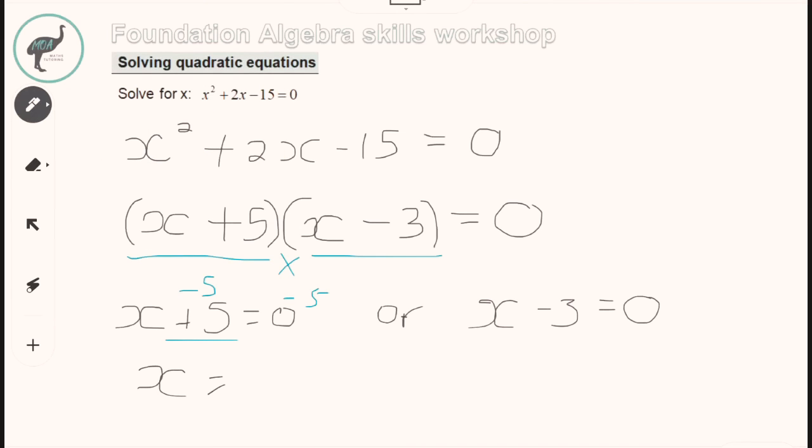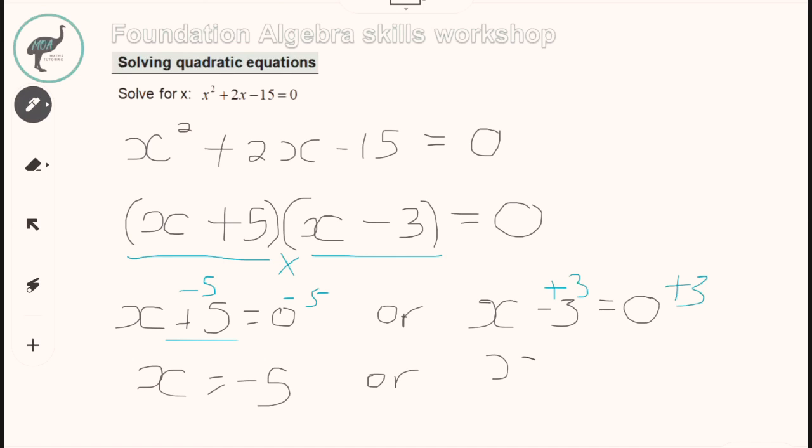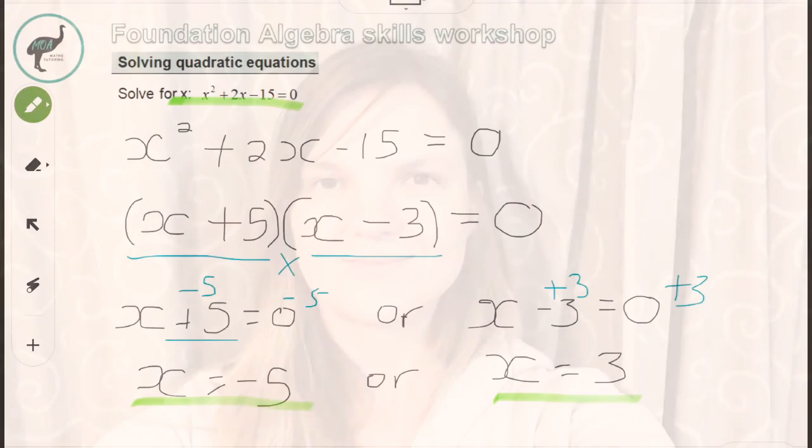Then we have our first answer for x: x equals negative 5. And then the other side, same thing. If we have negative 3, we add 3 to both sides. We will end up with x equals 3. So our two answers for this particular equation are x equals negative 5 or x equals 3. And that's how you solve quadratic equations.